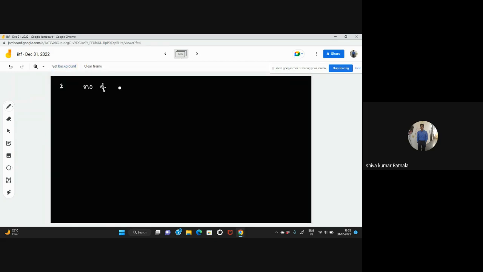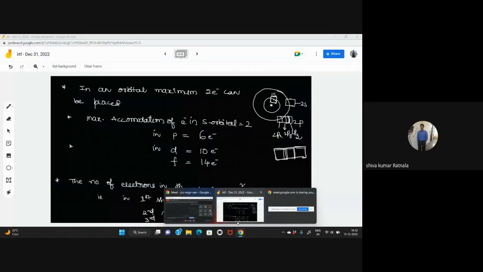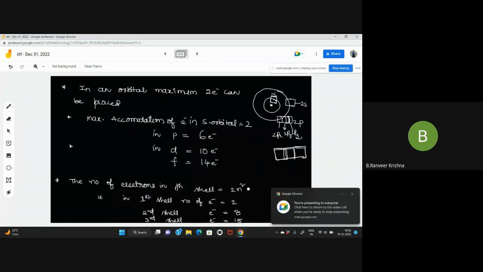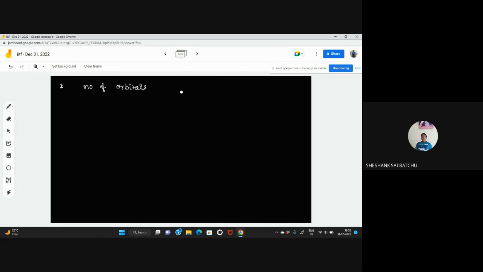Sir, can you show the previous slide? I have a doubt. Ask me. Who is asking? Shashank, sir. Tell me, Shashank. Sir, I did not understand the 2n square formula. That is the formula given. For example, if I'm taking the third shell, how many orbitals will be there? You tell me, Shashank. Three, sir.